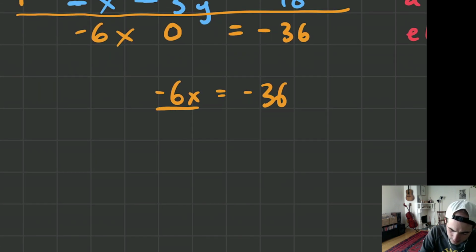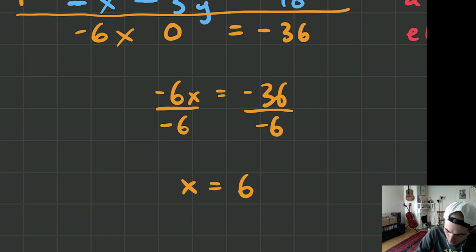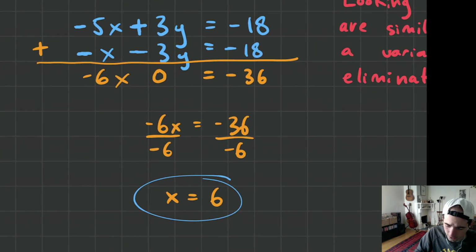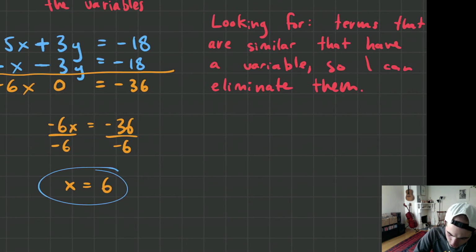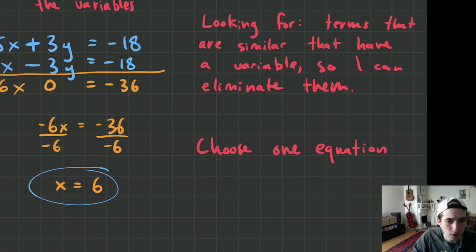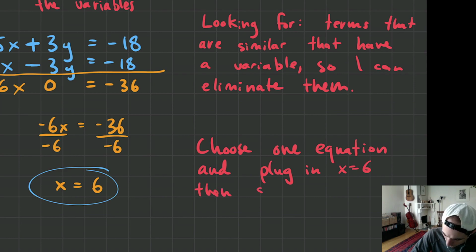And we can solve for this. Divide both sides by negative 6. And it turns out x is equal to positive 6. Okay? So now we can choose either one of the equations, either the top one or the bottom one. It doesn't matter which one. That's the whole point of this, that these equations have equal priority. We're trying to satisfy both of them at the same time. So we'll choose one equation and plug in x equals 6, then solve for y.